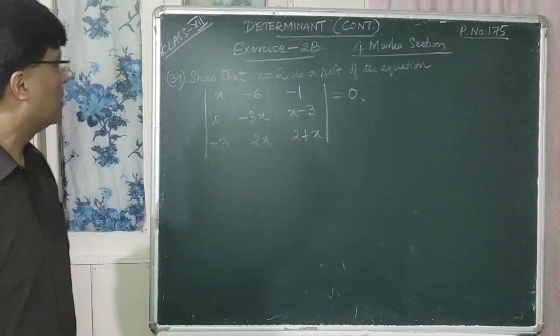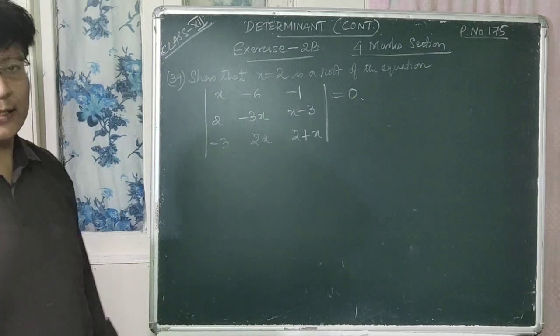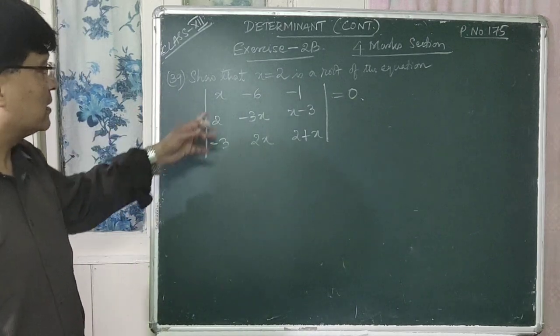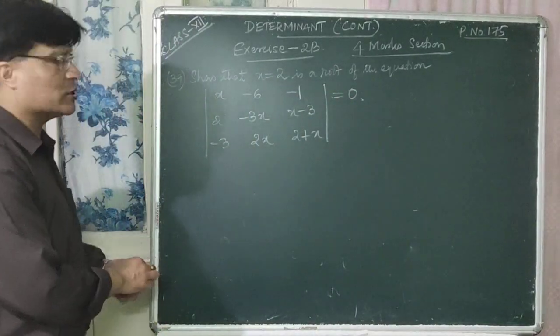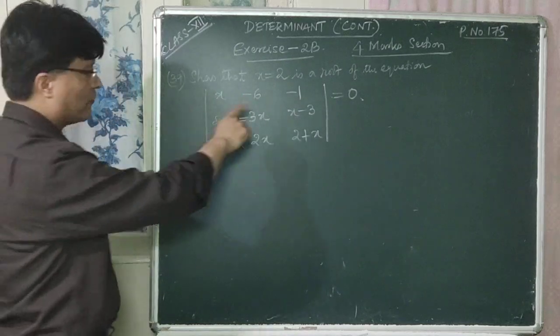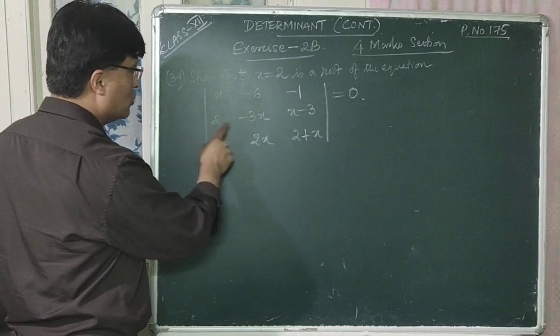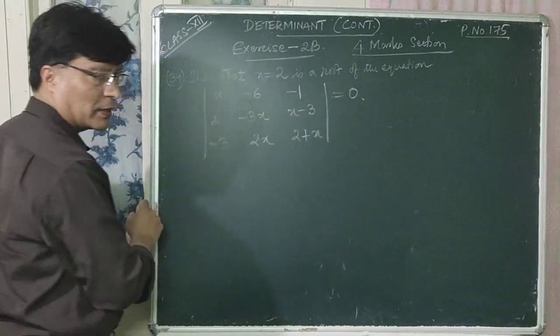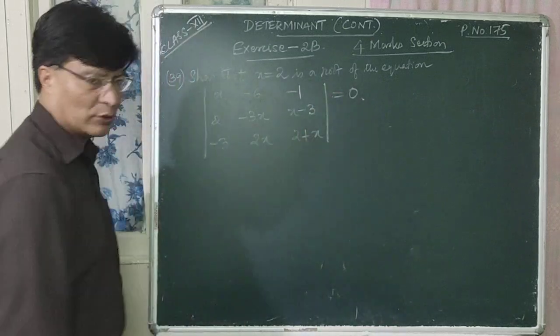So now we will do question number 39. Question number 39 is to prove that x is equal to 2 is a root of this equation. What is the equation given here? This is in the determinant form. What is the first row? x, minus 6, minus 1. What is the second row? 2, minus 3x, x minus 3. And what is the third row? Minus 3, 2x, 2 plus x, which is equal to 0.